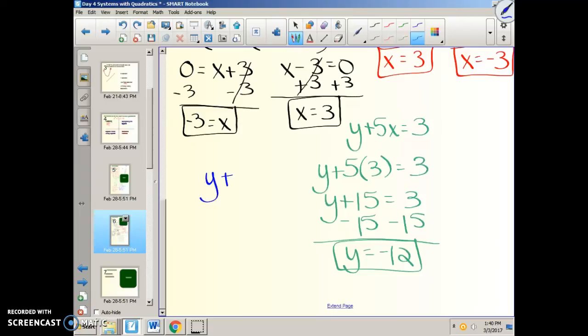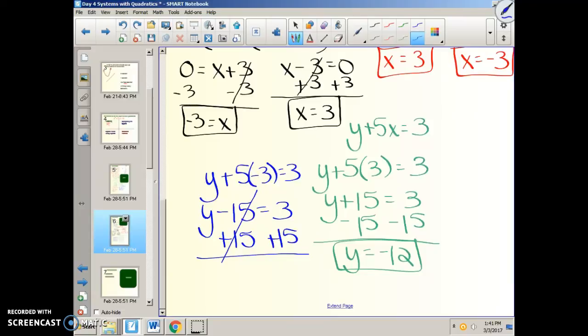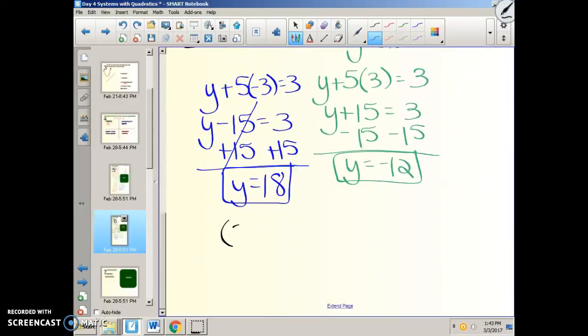And then I also have to solve when x is negative 3. So that's y minus 15 equals 3. You guys can rewind and catch up on this if you need to. I'm just running out of time, so I'm going a little bit quicker. So that means your answers are (-3, 18) and (3, -12).